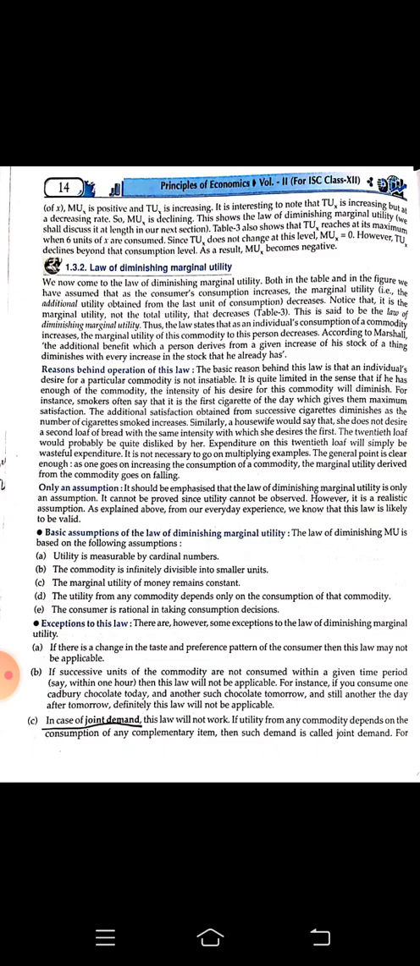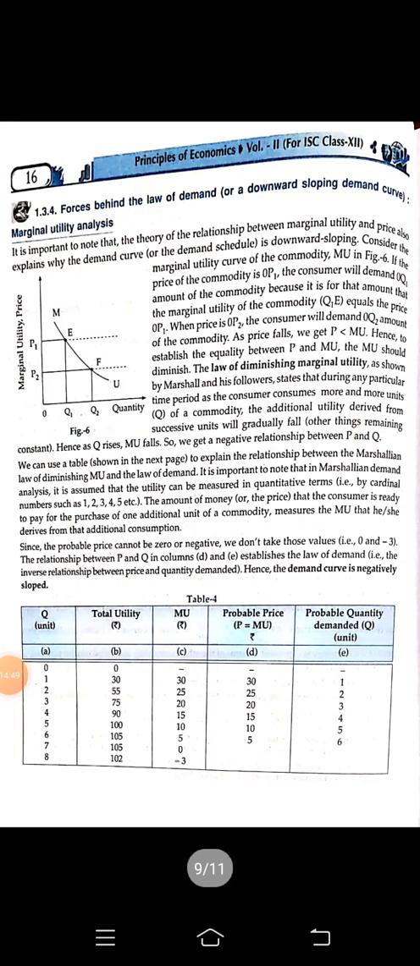Next we are having the forces behind the law of diminishing marginal utility, or why the demand curve is downward sloping. We have already discussed this before. It is the income effect and the substitution effect. If the product can be substituted, then there is a downward sloping curve. I told you about normal goods and inferior goods; we have covered this much. So there is one more exception we have to understand.